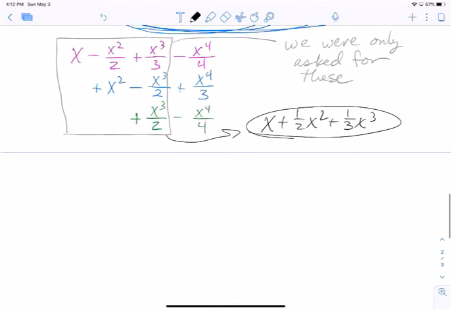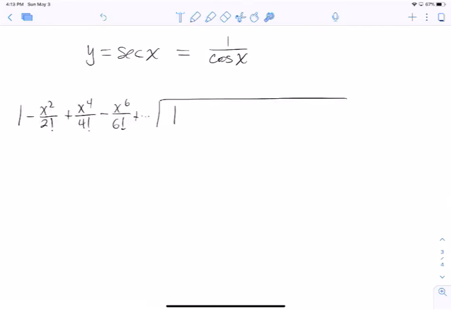Next, same instructions. We're going to look at y equals the secant of x. We're supposed to use multiplication or division, and so it would be good to envision the secant of x as a quotient or a product, but a quotient is what makes sense here because the secant of x is the reciprocal of the cosine of x. So we're going to take 1 and divide it by the cosine of x, which according to table 1 starts out as 1 minus x squared over 2 factorial plus x to the 4th over 4 factorial minus x to the 6th over 6 factorial.